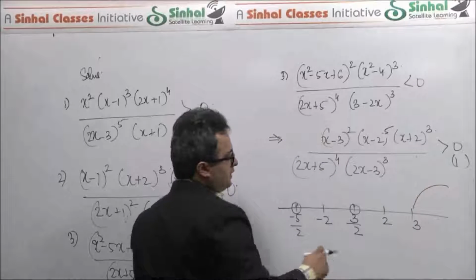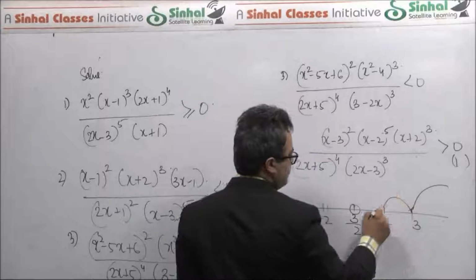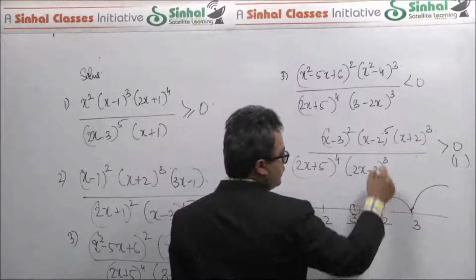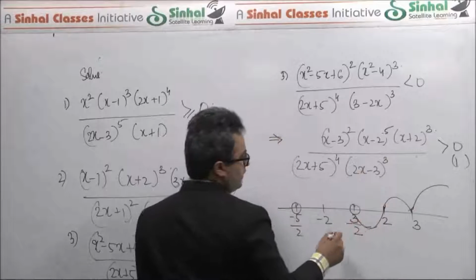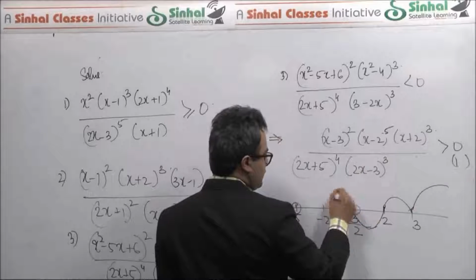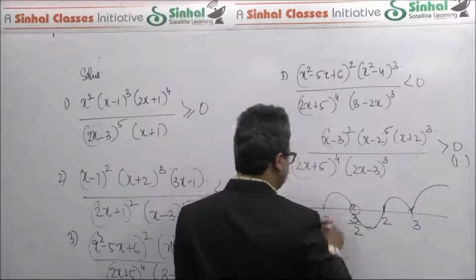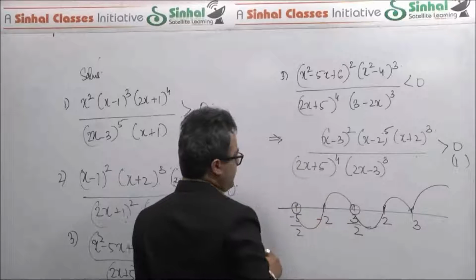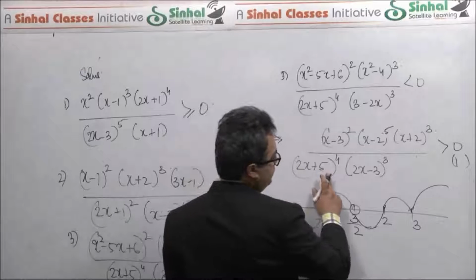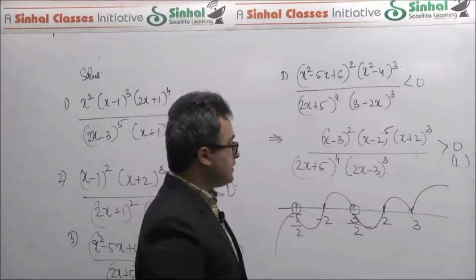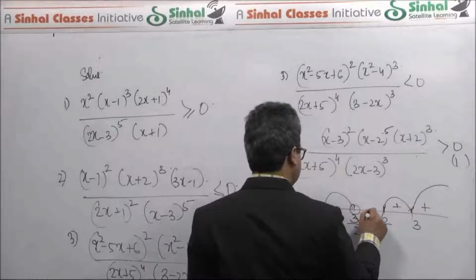Now the power corresponding to 3 is even, so it will bounce back. Corresponding to 2 is odd, crosses. Corresponding to 3/2 is again odd, crosses. Corresponding to -2 again is odd, so crosses. And corresponding to -5/2 is even, right? And now we want the expression to be strictly positive, so we'll have to be careful about something like that.